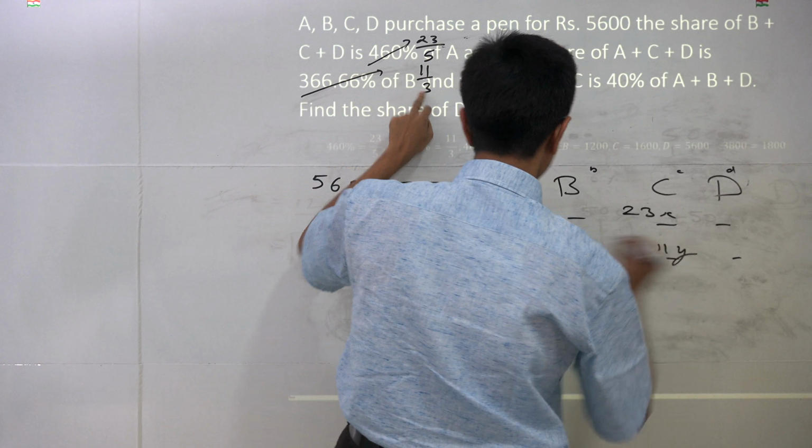5z plus 2z is 7z. Again, this total should be equal to 5600. So 7z is equal to 5600, z would come out to be 800, and therefore my amount in C would come out to be 800 into 2, which is 1600. I also know that the total 1000 plus 1200 plus 1600 plus the amount of D is equal to 5600. Therefore, from here if I compute, D would come out to be 1800.